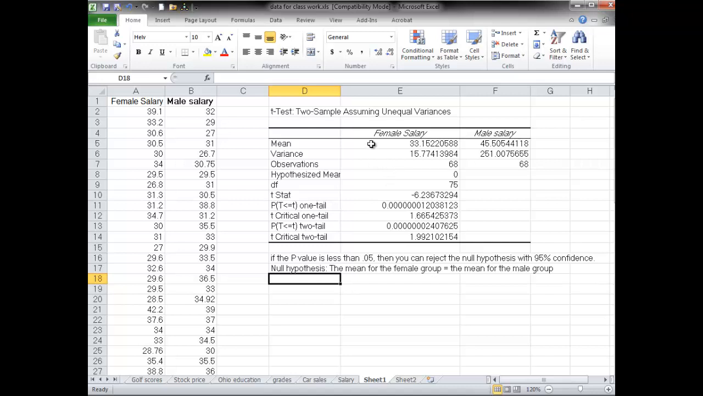You might have said, well, I don't need all that fancy t-stats and the p-values and the t-tables and all that stuff. This is 33,000, this is 45,000. That looks pretty different to me. Why are we even bothering with this? So I'm going to show you another example where the difference is not quite so clear.